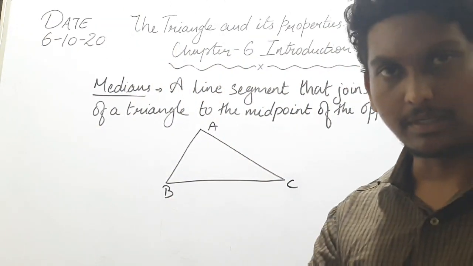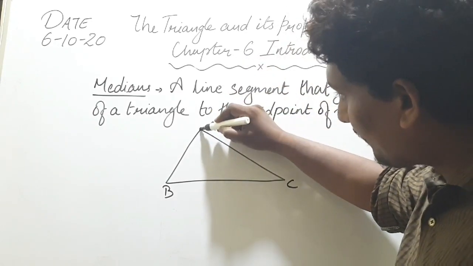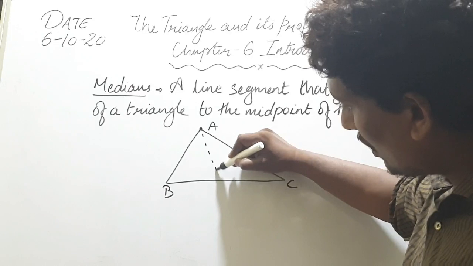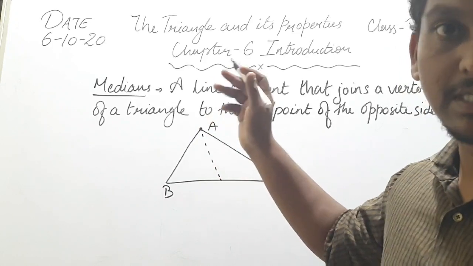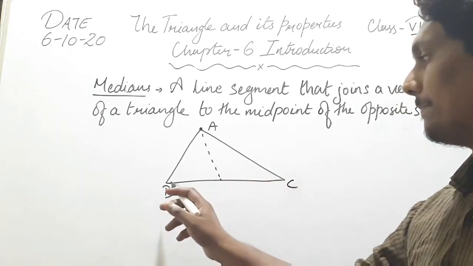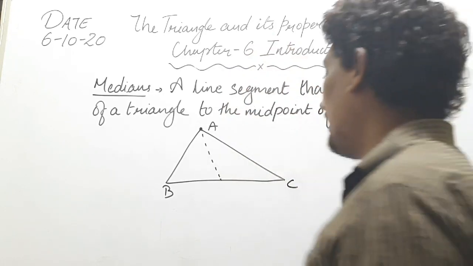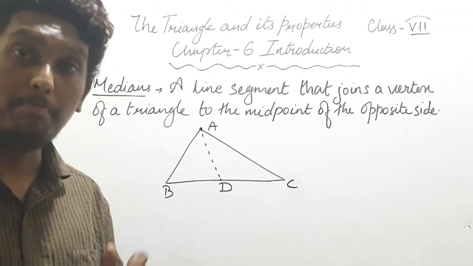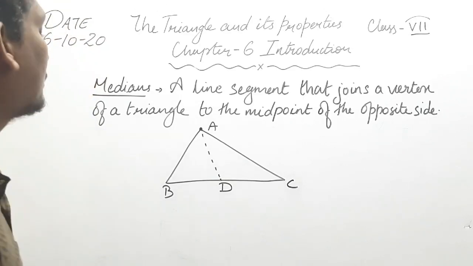This is a triangle ABC in which this point is the vertex, okay? From here, the line joins the opposite side. So from this point, if we see the opposite side, right? From this point, the opposite side is BC, okay? So BC is the opposite side from the vertex A, and this point is marked as D. D is the midpoint of B and C. Okay, this is called a median.